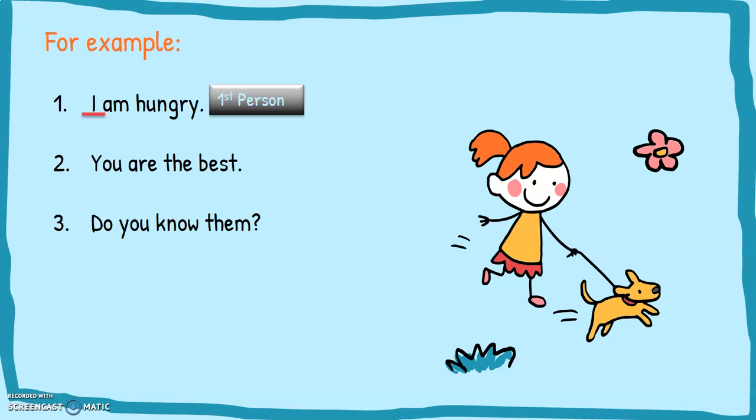Next sentence is you are the best. Now you. So I, the first person, is talking about you. So you will be the next person, that is the second person. So it is an example of second person. Third example is do you know them? So now I and you, we both together are talking about someone else. So them will be considered a third person pronoun.